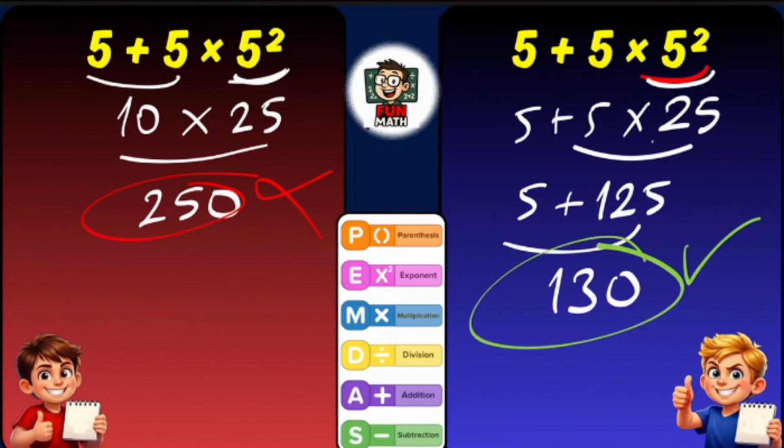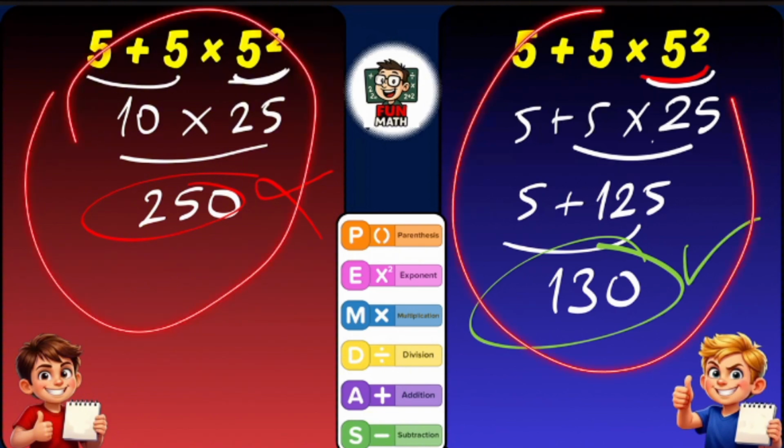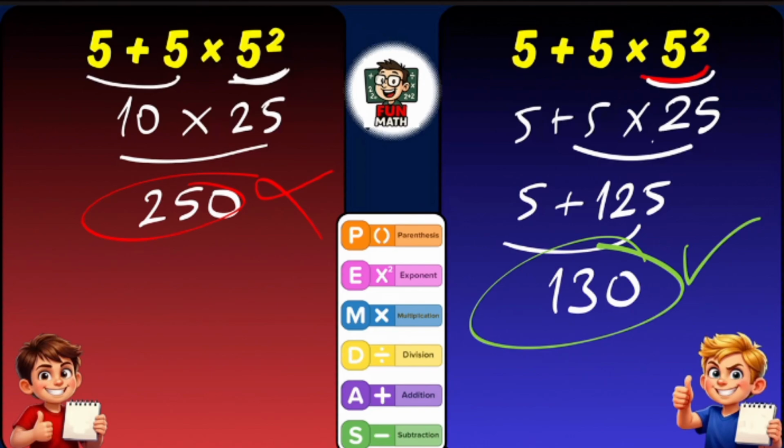Today we learned the wrong answer and the correct answer and the rule behind it. I hope it makes sense now.